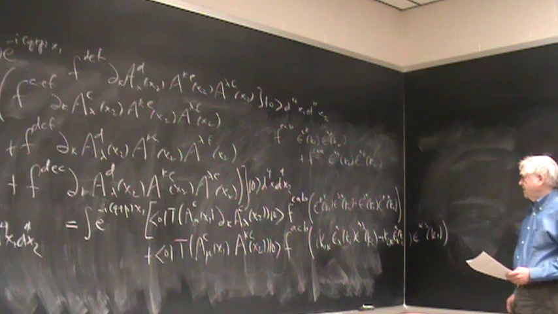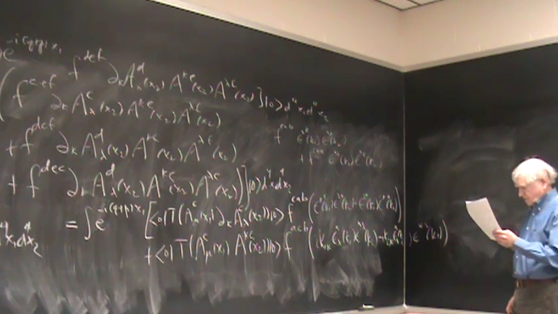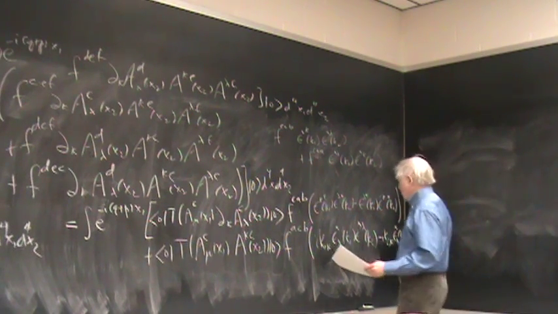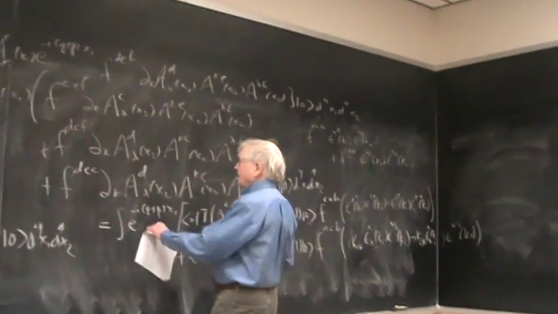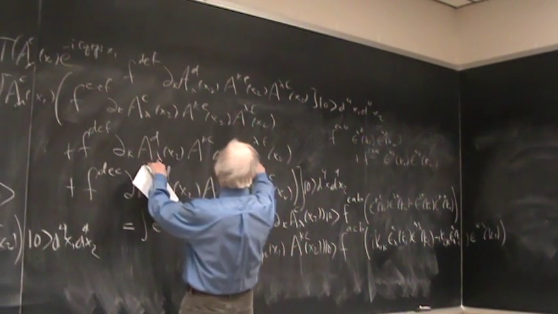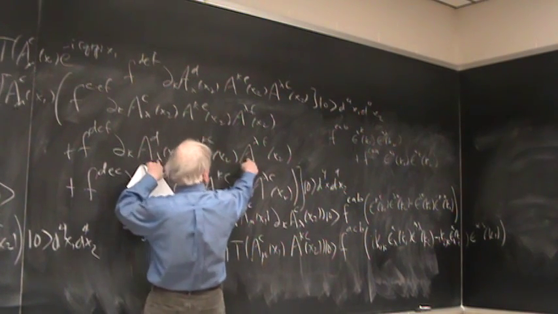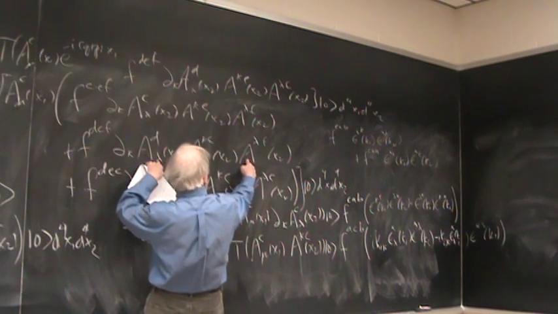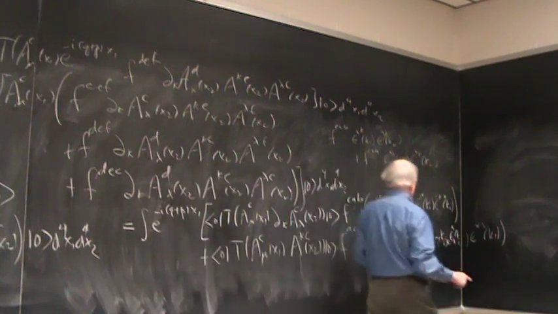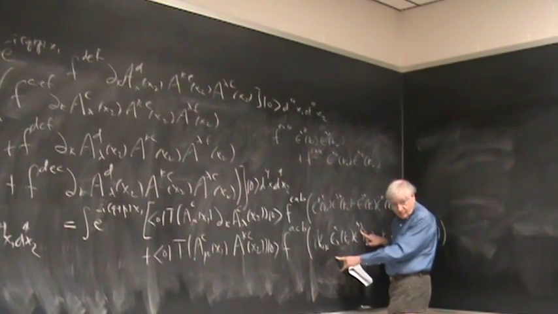And I must say, I at the moment don't immediately remember. Oh, yes. The point is that in this term, the lambdas are contracted. So this guy goes into the propagator. These two guys produce the final state gauge bosons. And so you have the lambdas contracted.